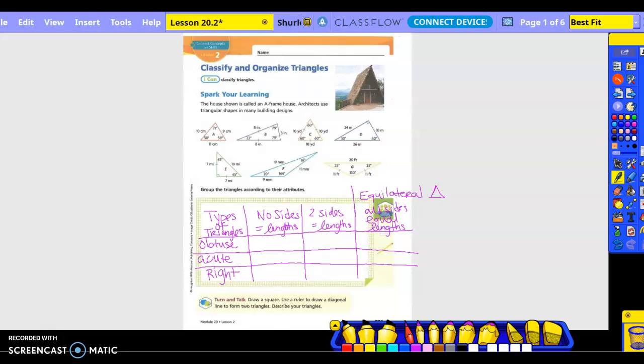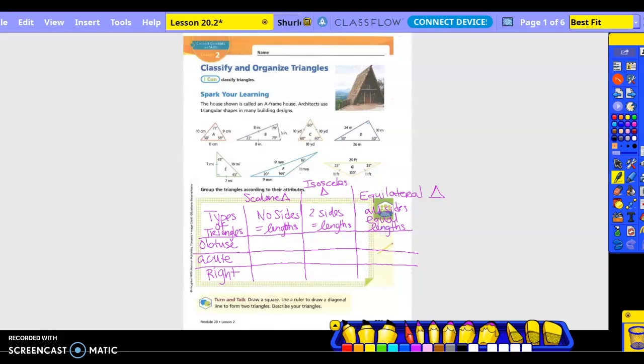What is the one that has no sides of equal length? The scalene triangle. And then the triangle that has two sides of equal length is the isosceles triangle. Okay, so let's put these in here. Letter A, what would that be?